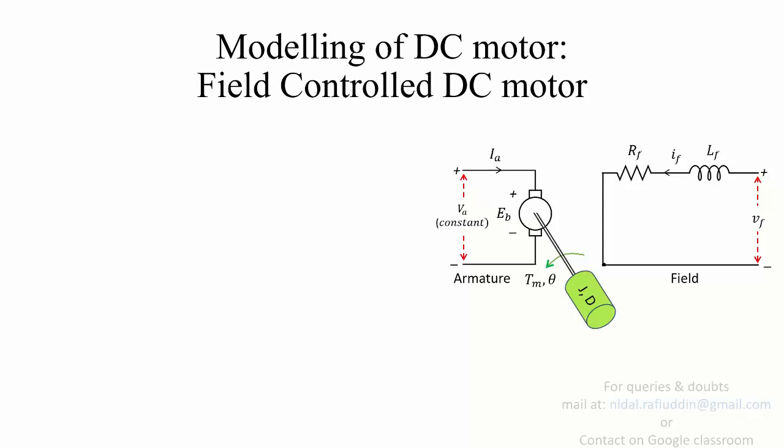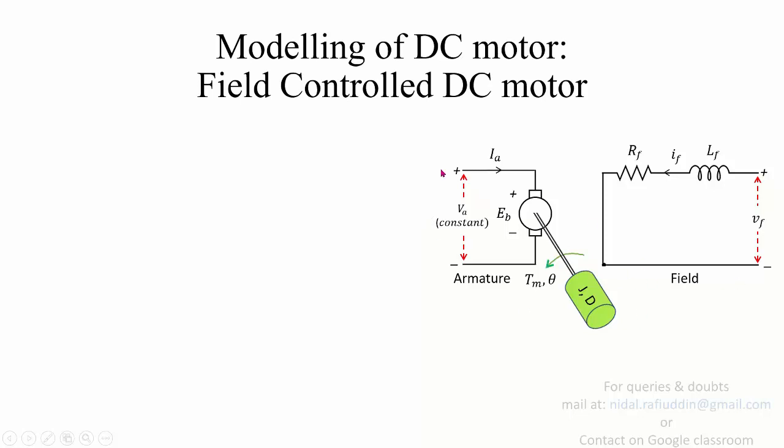Today we'll discuss the modeling of a DC motor, specifically field control. Yesterday I talked about the modeling of the motor when you control the motor through the armature side. Yesterday we talked about this side as input. We were feeding input voltage at the armature side and trying to control the output theta.